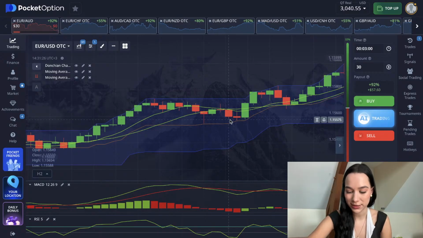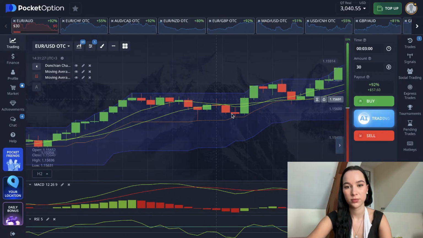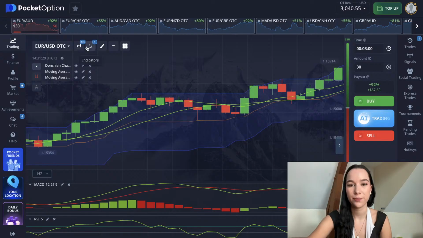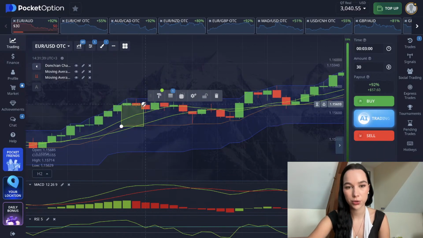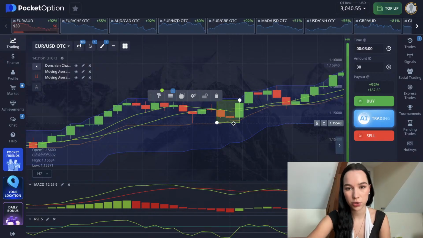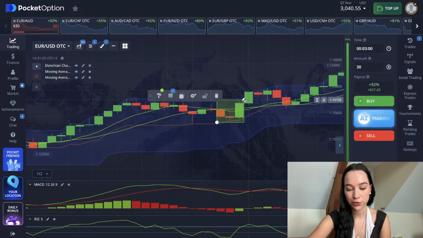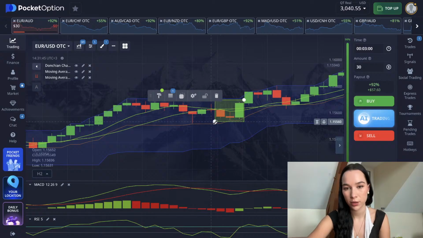Well, it's almost the same. Like here, you can see, it also signals the reversal here, and that's what happened. So I will just do it like this. It's not the best situation, but anyway. So here is the morning star.